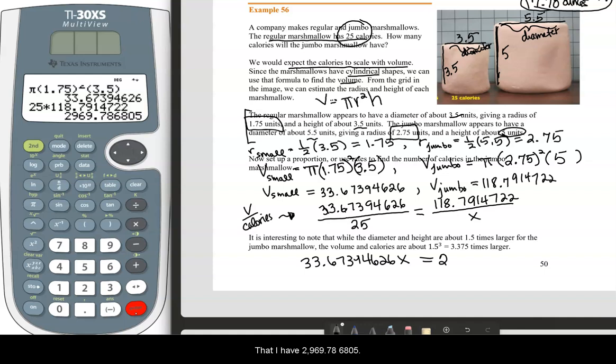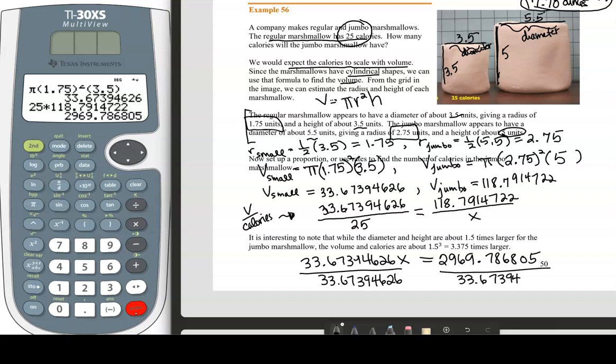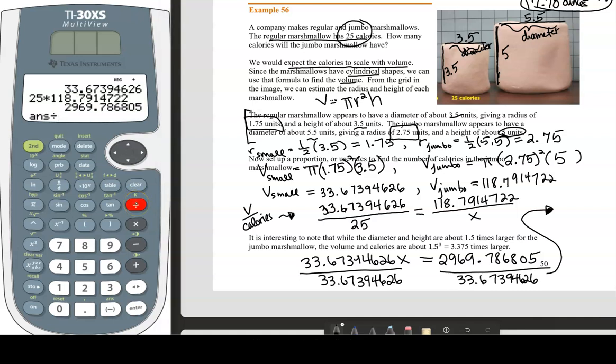And I have 2,969.786805. Now to get the number of calories, divide through by that volume on the left. And that will get our x by itself. And I'm sorry, I'm running to the bottom of the page. Let me go over here to write my answer. On my calculator, I'm just going to say divide by and type in that beautiful volume that we have. Now, there are ways around having to type this in, and if you're interested in that, I can post some calculator videos on how to use this calculator to make your life easier.